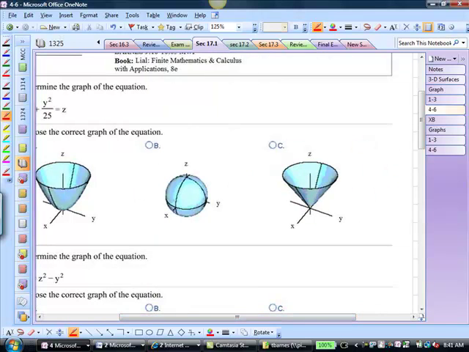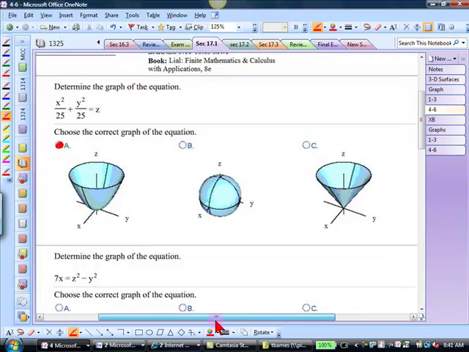This was a cone. We didn't even have one quite like that. That's a sphere. Even though it has x squared over 25, that would automatically make you think ellipse, but think of it maybe this way: 1/25 x squared and 1/25 y squared. Do those make you think parabola?